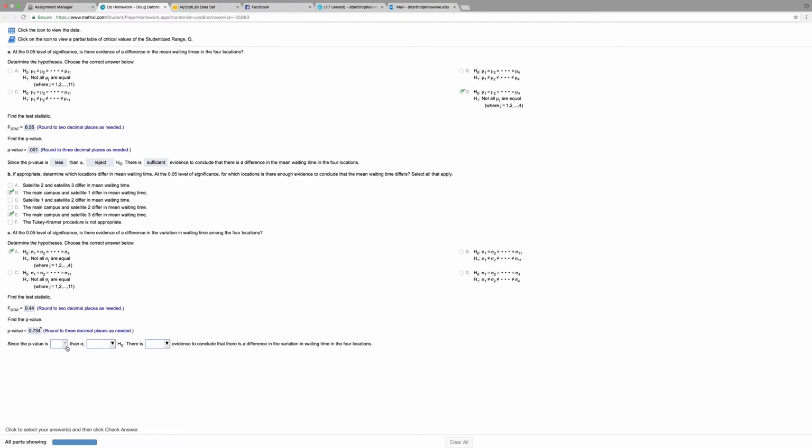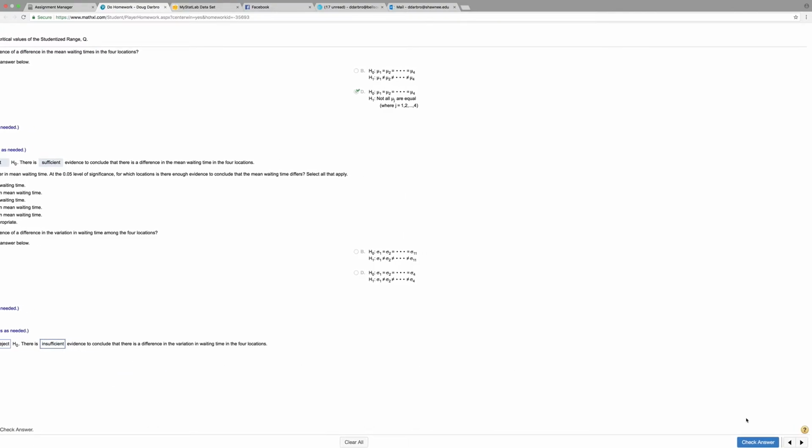So, guys, since the p-value is greater either way, whether it's the modified or the straight Levene's test, we do not reject, and there is insufficient evidence to be concerned with the variation.